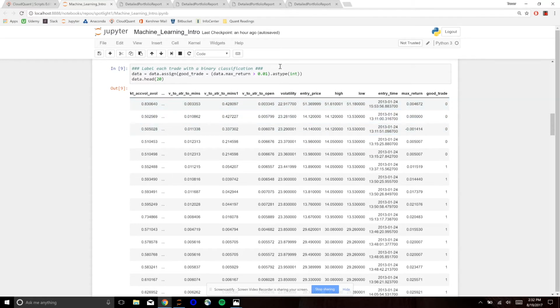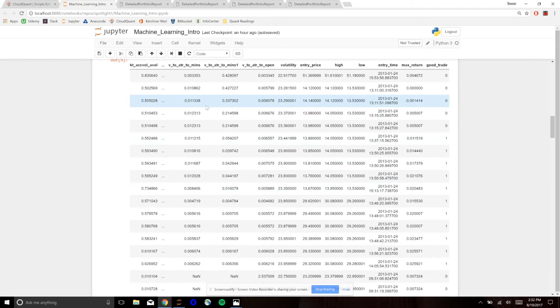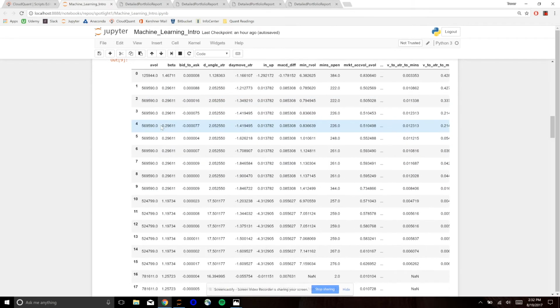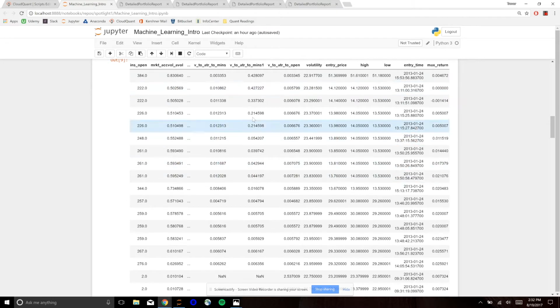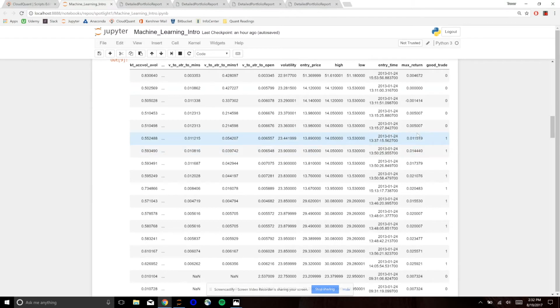So right up here I've defined what I want a good trade to be. A good trade in this case is going to be any trade that had a max return greater than 1%. If we look back up here, a little bit less than half of our samples have a max return of greater than 1%. So now we have a simple Pandas data frame that has all of our features or variables for each trade, our maximum return right here, and whether or not we consider that to be a good trade or a bad trade.